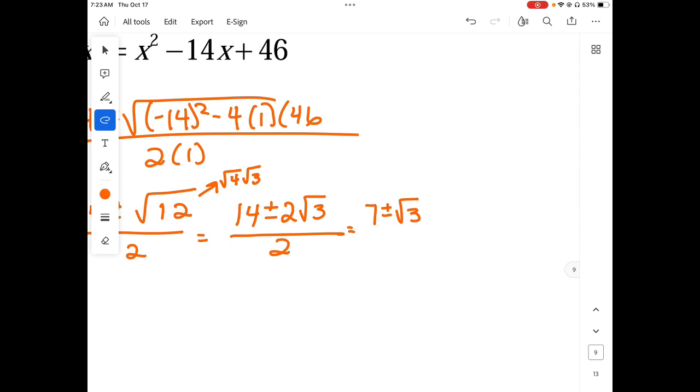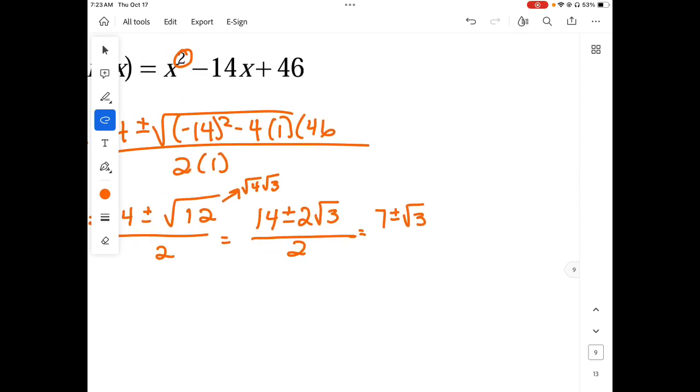And this is a quadratic, it's squared, so that means we have 2 zeros. So our 2 zeros are x equals 7 plus square root of 3 and x equals 7 minus square root of 3. So we found the zeros, that was A.